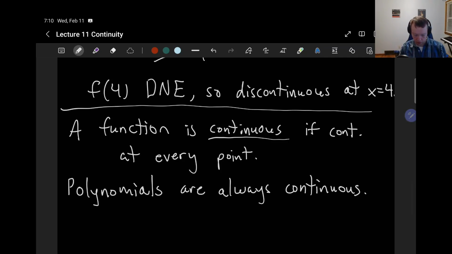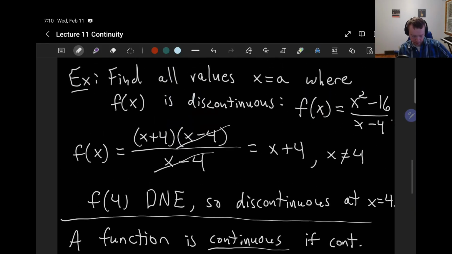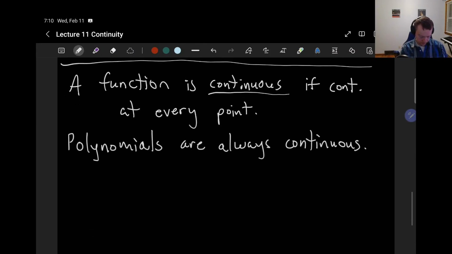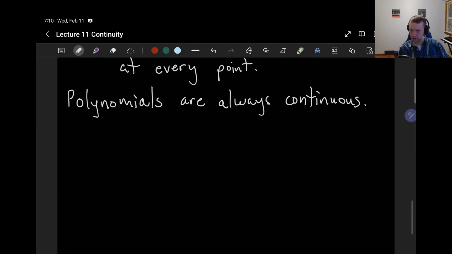So when you're doing a problem like the one we just did, and you get here with your function, that's a polynomial, except we're just saying we're not defined at that point. Well, everywhere else you're continuous because polynomials are always continuous. So that's a useful fact.